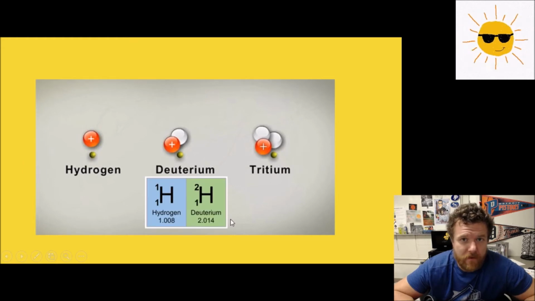If we take a look back at our periodic table, hydrogen has one proton with an atomic mass of 1. Deuterium has one proton and an atomic mass of 2. That's because you have this extra neutron thrown in there. And in fact, if you make water using this type of hydrogen, it's called deuterium oxide, known as heavy water because it weighs more than regular water. Why? Because you have a bunch of extra neutrons thrown in.